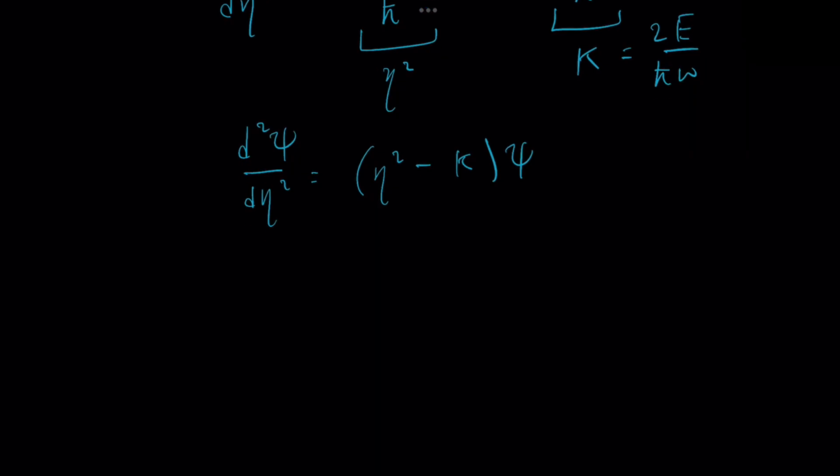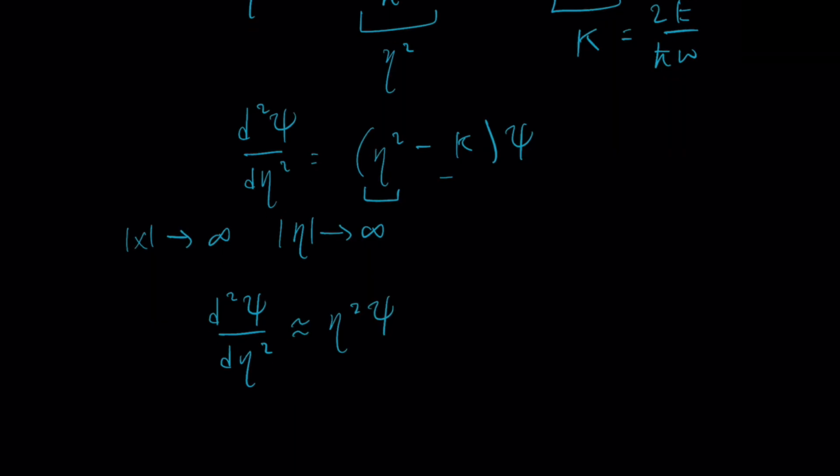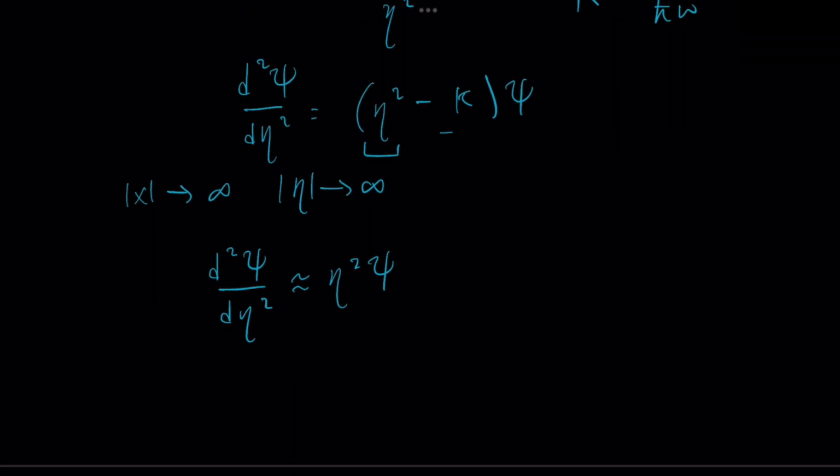So, for example, when x gets large, so when the absolute value of x approaches infinity, we'll have eta approaching infinity as well. And then this eta squared term is going to completely dominate over our k here, which is just a constant. So we have an approximate equation that we can look at and try to gain some clues as to what our exponential behavior will be, if any. So this happens to be an equation that we can solve rather quickly.